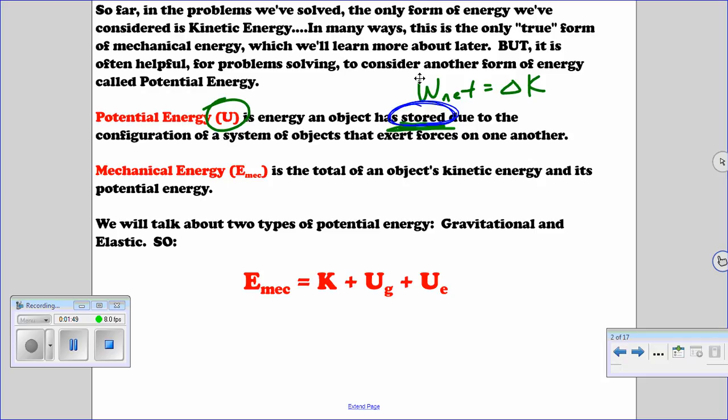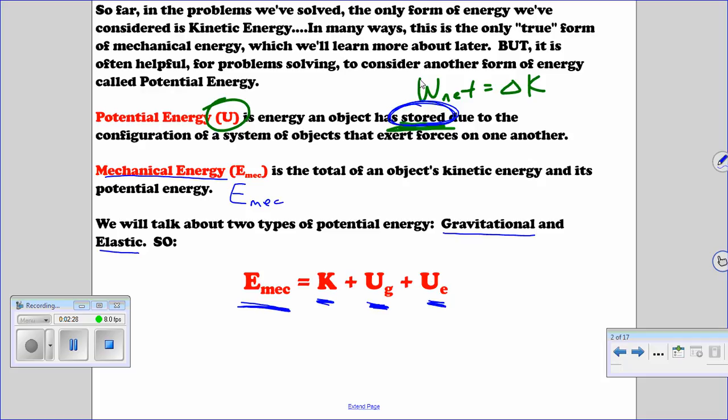Now, to solve the problems, we're going to be learning about what's called conservation of mechanical energy. So for this to make sense, we need to know what mechanical energy is. We're going to use the symbol E with a little subscript MEC for mechanical energy, and that is the total amount of an object's kinetic energy and its potential energy. Since we're going to talk about a couple different types of potential energy, specifically gravitational potential energy and elastic potential energy, that means that the mechanical energy of an object is equal to its kinetic energy plus its gravitational potential energy plus its elastic potential energy.